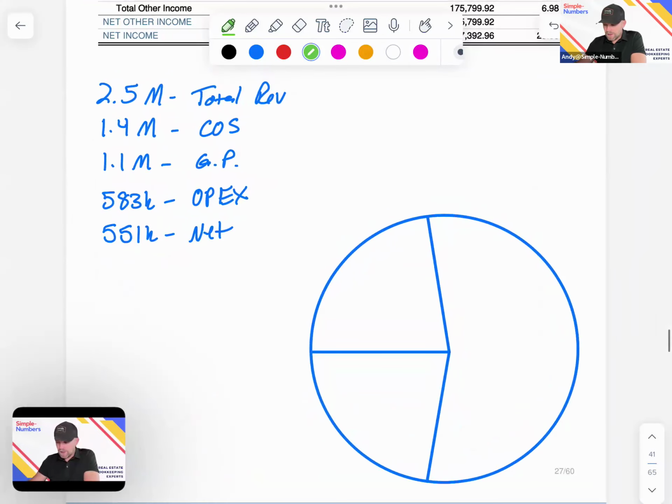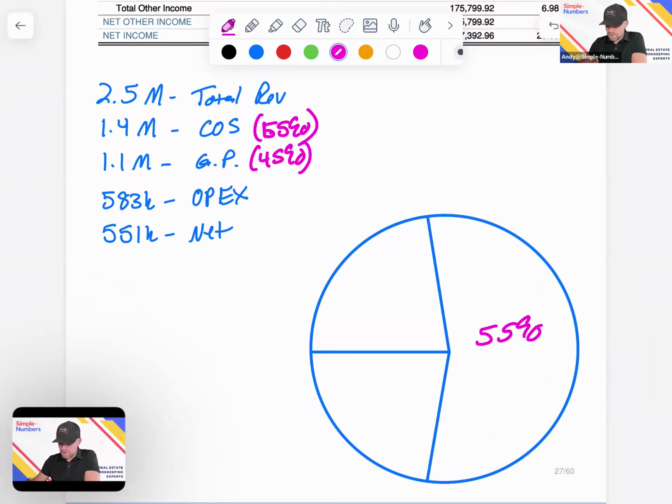Let's look at the details. 2.5 million in total revenue. Our cost of sale was 1.4 million or 55%. That left us with 45% gross profit. So 55% cost of sale, 45% gross profit is this section here. So we had that left to pay the bills and still have profit. Then we spent 23% in operating expenses, which would be here, and we were left with a net profit of 22%.